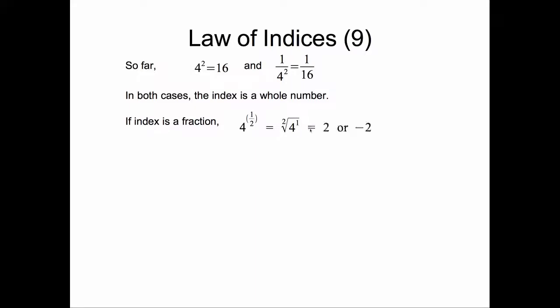For this example, the answer is 2 or minus 2. Recall that minus 2 times minus 2 gives me a positive 4. Now, if the index is in a decimal form, then using the same example is 4 to the power half. Sometimes you can see problems that express as a decimal form for the index.